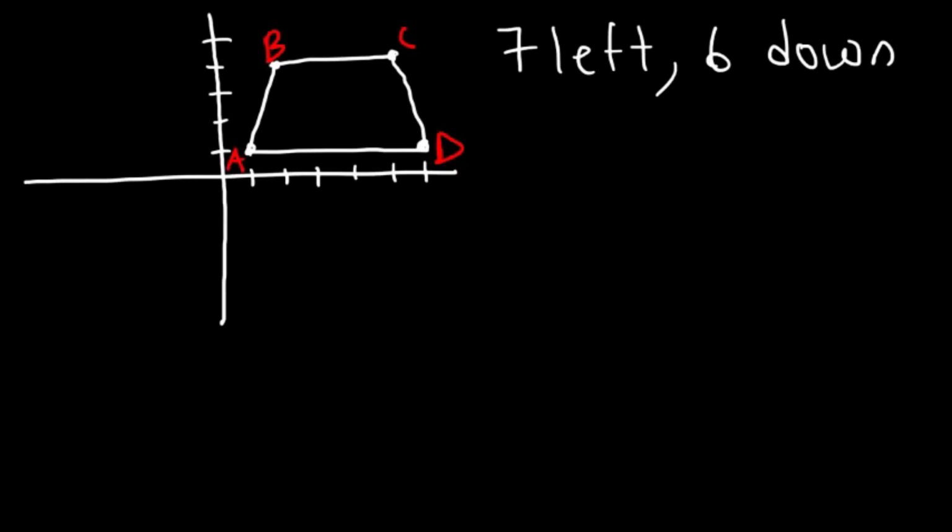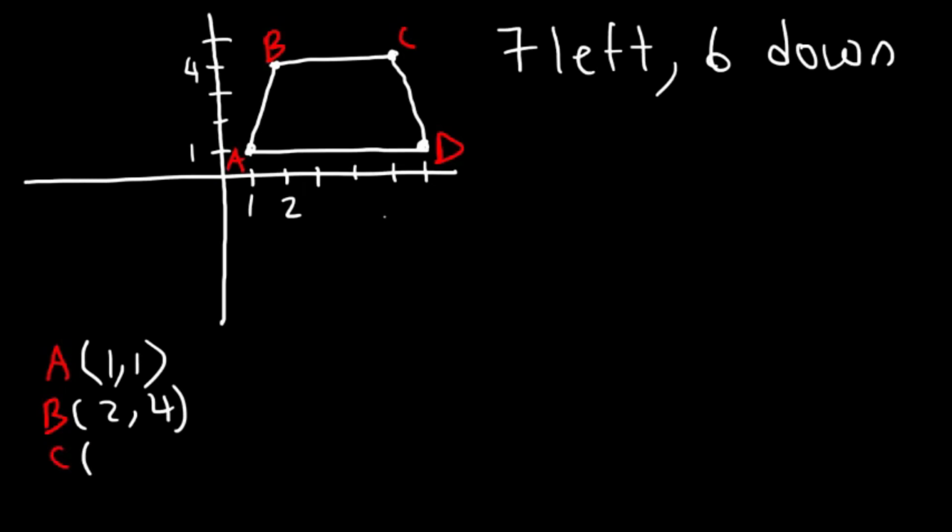So the first thing we need to do is identify all of the original points. Point A is located at 1, 1. Point B is located at 2, 4. Point C is located at 5, 4. And point D is located at 6, 1.